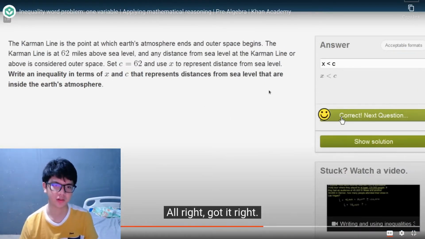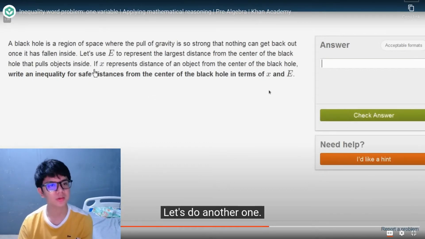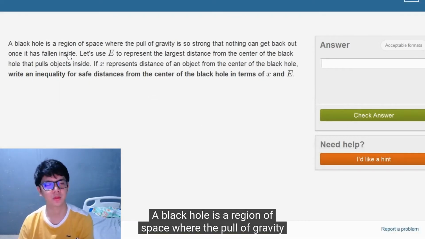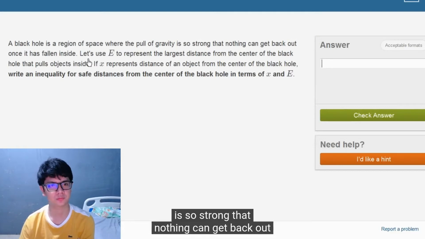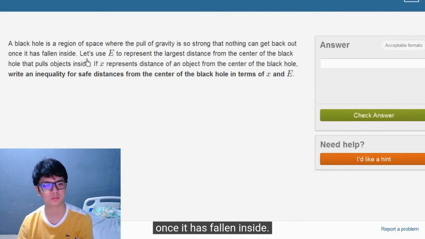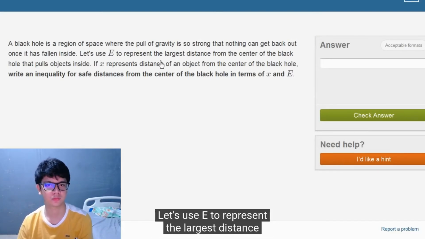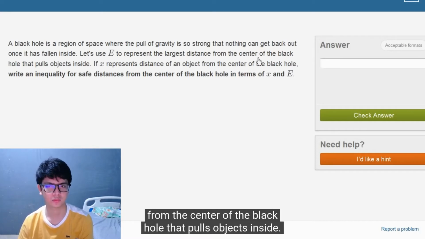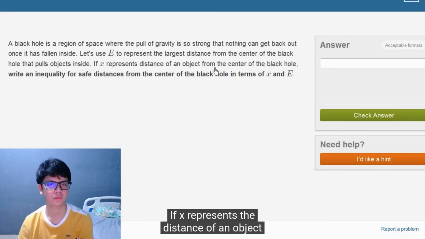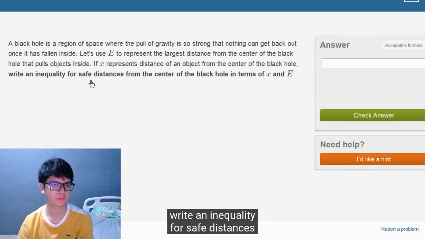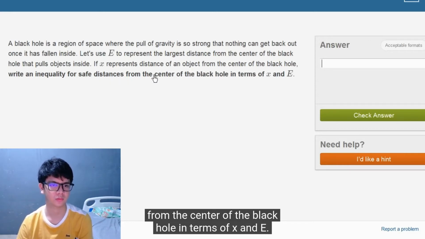Let's do another one. A black hole is a region of space where the pull of gravity is so strong that nothing can get back out once it has fallen inside. Let's use E to represent the largest distance from the center of the black hole that pulls objects inside. If x represents the distance of an object from the center of the black hole, write an inequality for safe distances from the center of the black hole in terms of x and E.